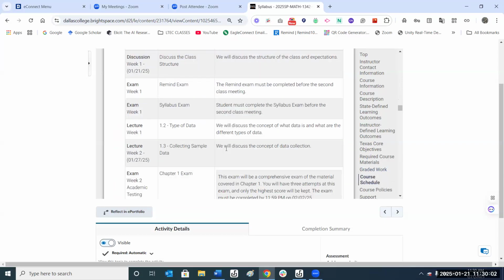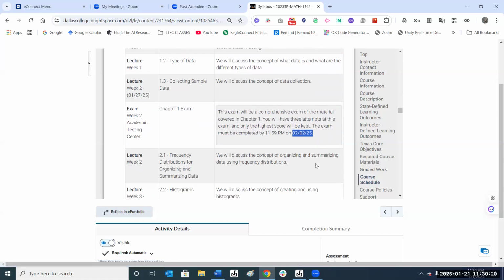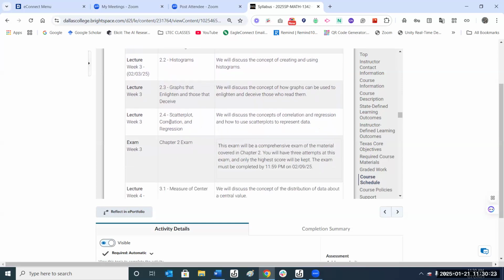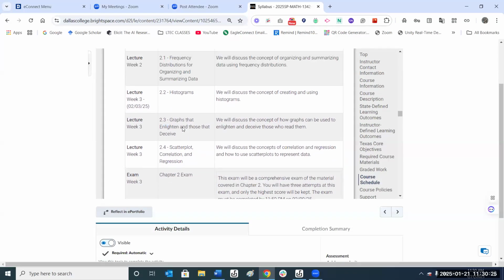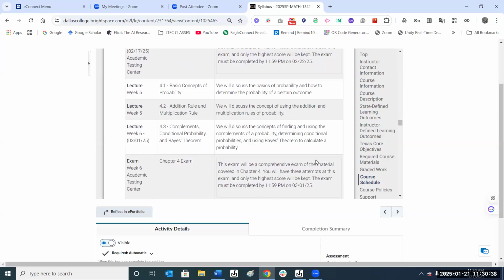Which is why here I put when you should be submitting your exams. So the first exam should be done by 2/2 or thereabouts, February 2nd. Then we start chapter 2. It's got 4 sections. You should get that done by the following weekend. And so on and so forth.